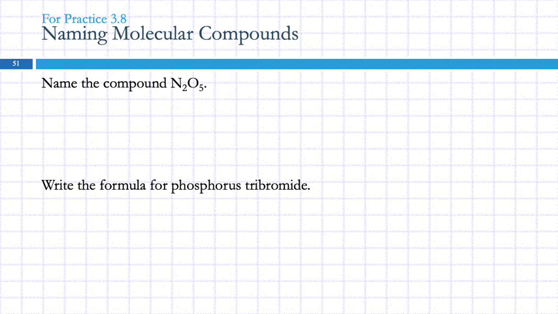Okay, let's name the compound N2O5. Well, the first element is nitrogen. And there's 2, right? So, dinitrogen. And the second element, oxygen becomes oxide, and the prefix for 5 is penta. So pentaoxide. Dinitrogen pentaoxide.